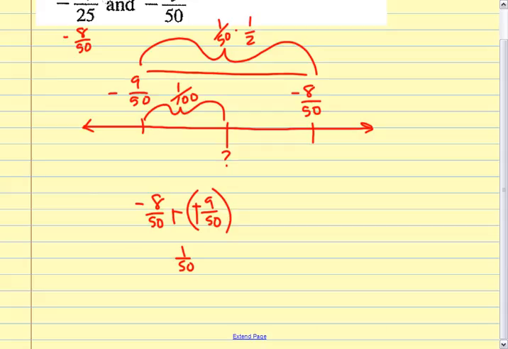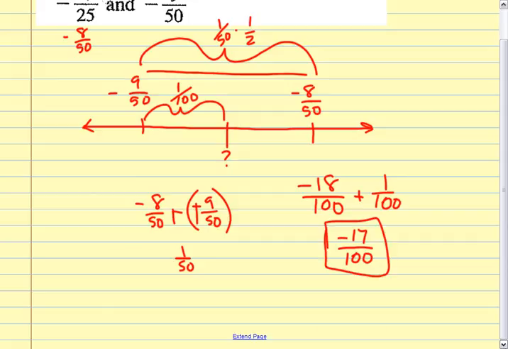So I need to add a 1/100th to -9/50. So -18/100. That's -9/50, right? Plus 1/100th gives me -17/100. And isn't that what we got earlier when Maddie did that for us? Perfect. Okay? That's my answer. Again. All right. Nice job.